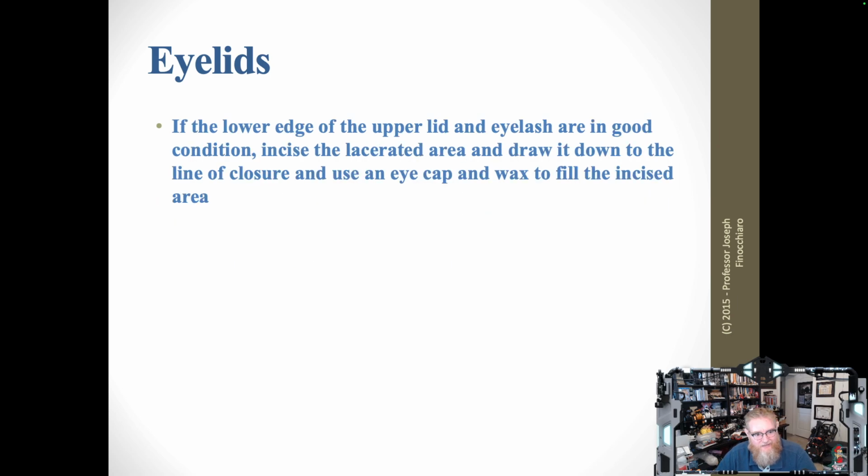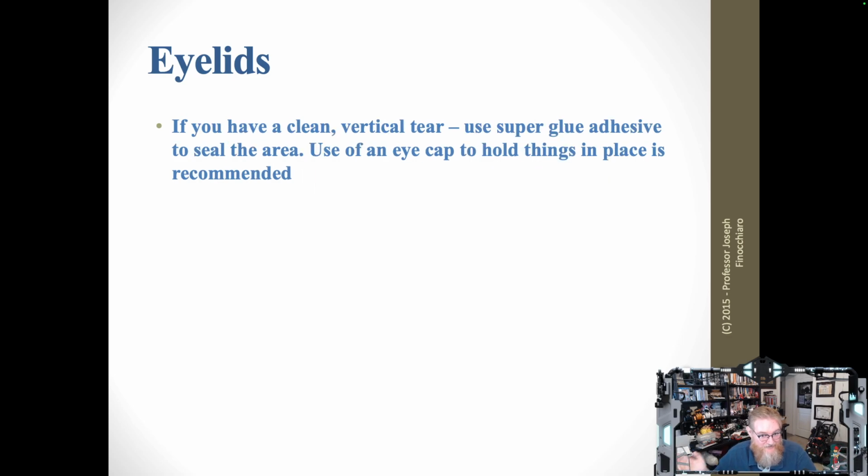If the lower edge of the upper eyelid and eyelash are in good condition, you could incise the lacerated area, draw it down to the line of closure, and use an eye cap and wax to fill the incised area. In other words, if the margin of the eye is okay, but simply the eyelid itself is lacerated and chewed up, you could trim away the dead skin, put the eye in the proper position, or put an eye cap in, and then rebuild the lid so you don't have to redo eyelash reconstruction. Not that that's hard, because you can buy pre-made eyelashes and trim them down.